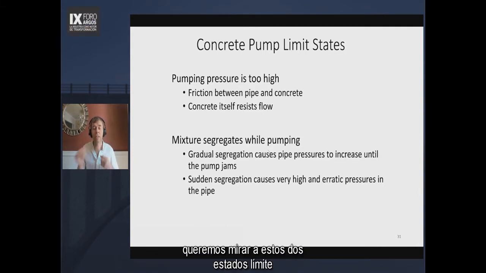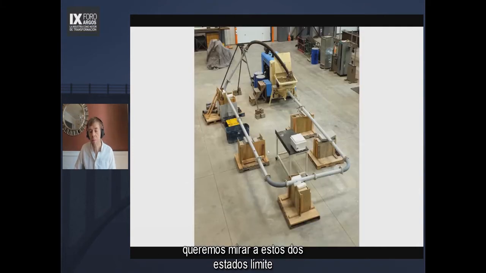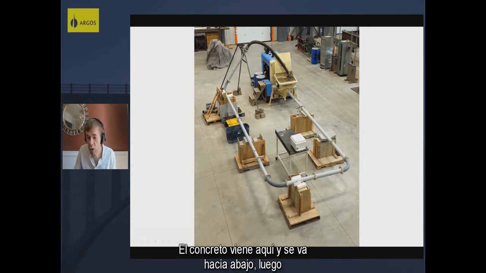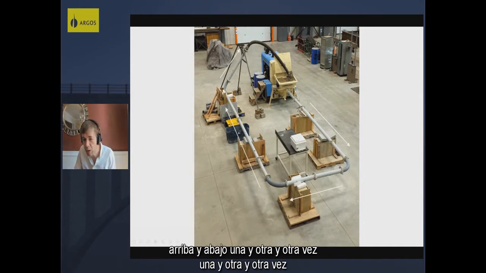So we want to look at these 2 limit states. So we have a whole pipe network. I think of it as like a concrete roller coaster. The concrete comes in here and it goes down, over, up and down, over and over again.